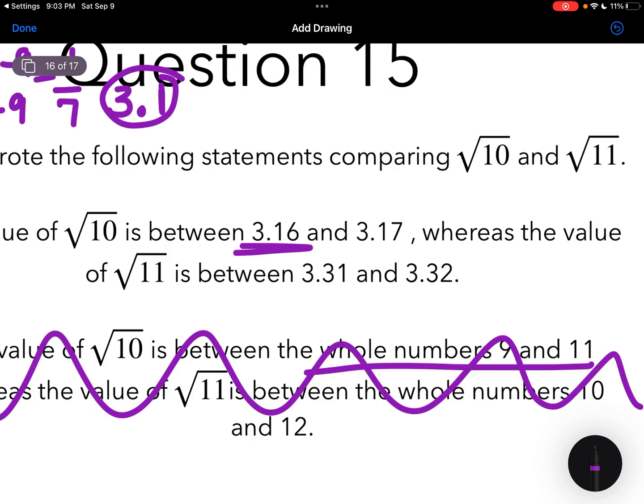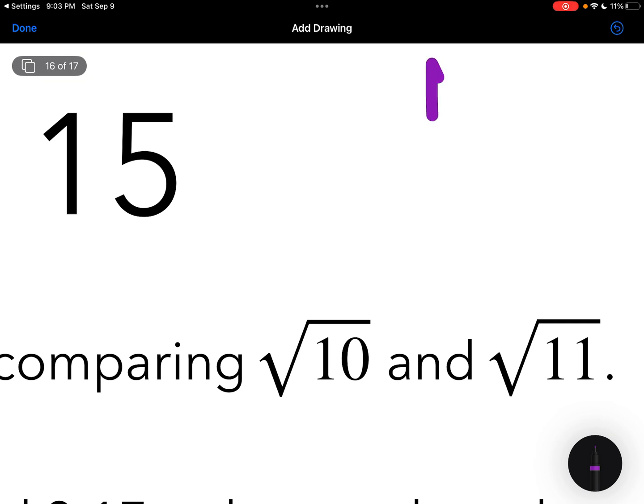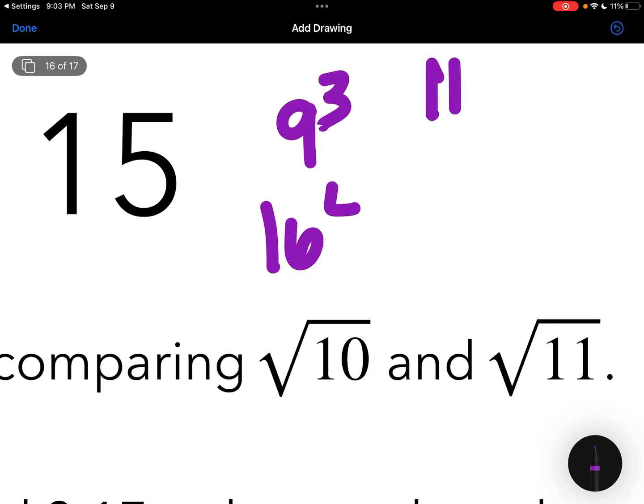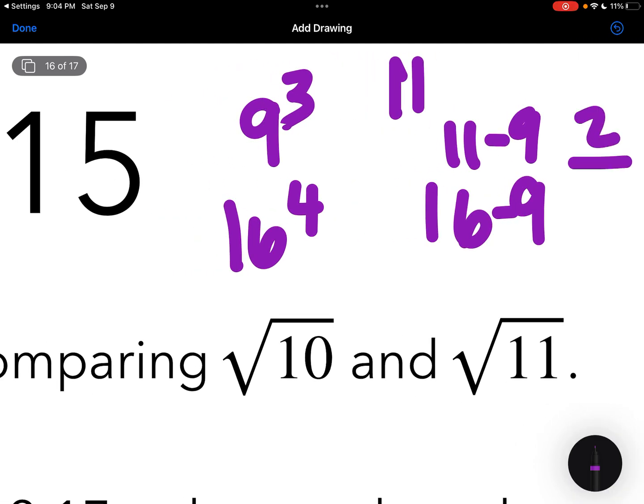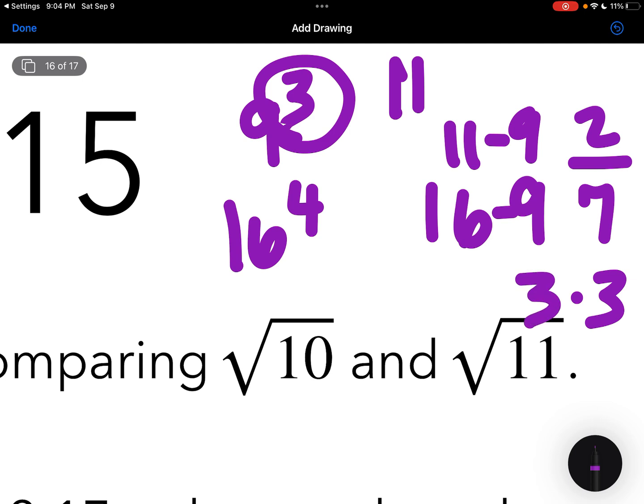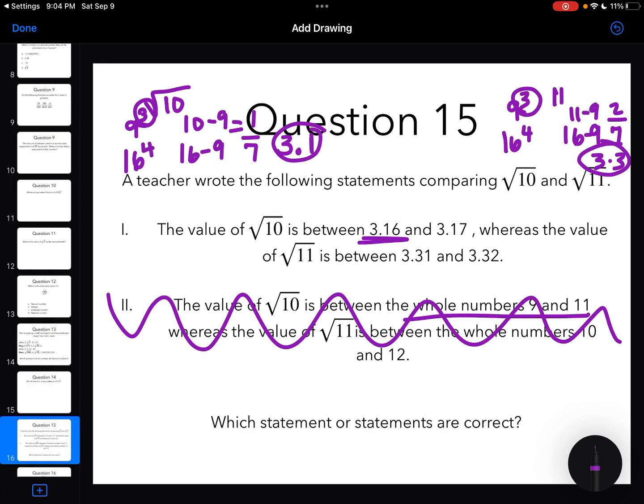If I do the second one, if I have 11, it's still going to be 9 and 16. I'm going to do 11 minus 9 this time, and 16 minus 9. I get 2 over 7. 2 divided by 7 is 0.3. Still going to use the smaller of the 2 square roots. I get 3.3. So only 1 is correct.